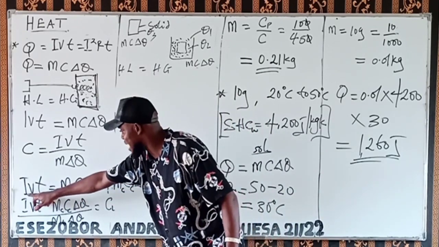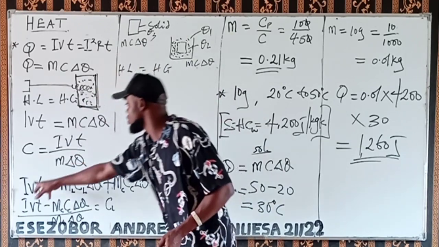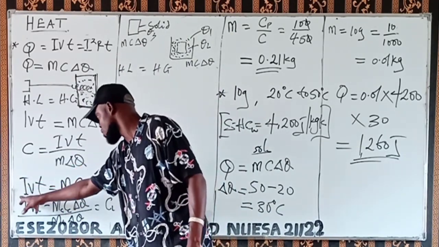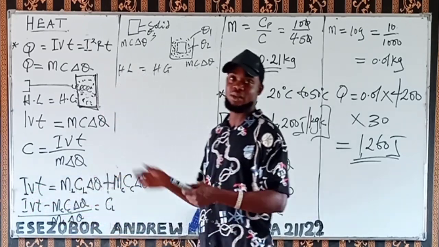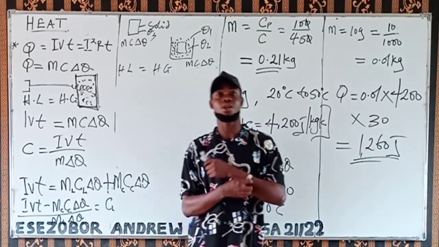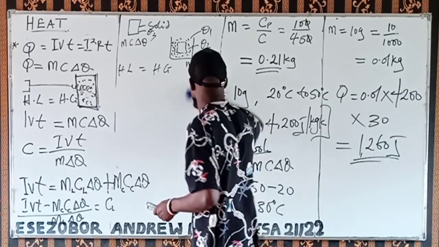Then instead of using IVt here, since the heat is coming from a solid body, you just carry this and put it here and put solid. And just remove this one, put M_solid, C_solid, and change in temperature of the solid. Then you're good to go. That's how it is done. Then you make whichever one you're looking for the subject of the formula.